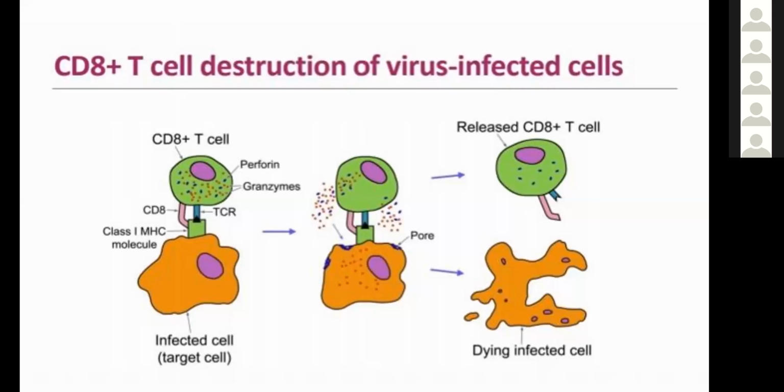Now, about how the CD8 plus T cells destroy the virus-infected cells. As I mentioned earlier, the pattern recognition receptors recognize the antigen, and the antigen presenting cells present this antigen along with the MHC1 molecule complex to the CD8 plus T cells. So these T cells release perforin and granzymes, which cause apoptosis of the infected cell.